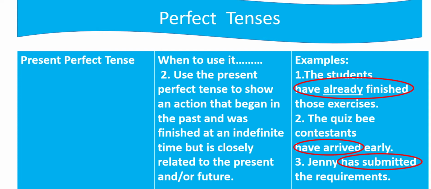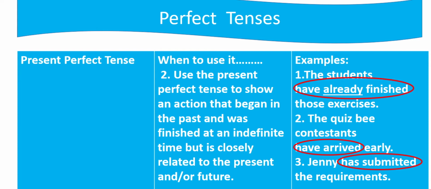Use the present perfect tense to show an action that began in the past and was finished at an indefinite time but is closely related to the present and or the future. So we have three examples. The students have already finished those exercises. Have already finished, meaning to say, this is an action that began in the past and was finished at an indefinite time because there was no time expression mentioned here.